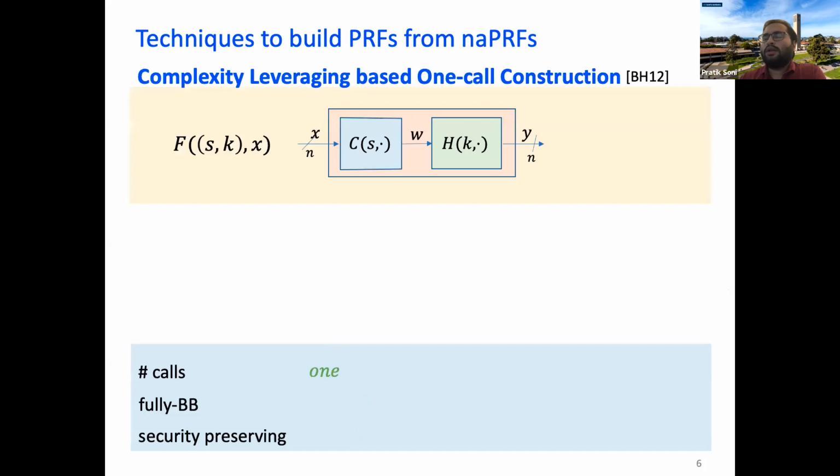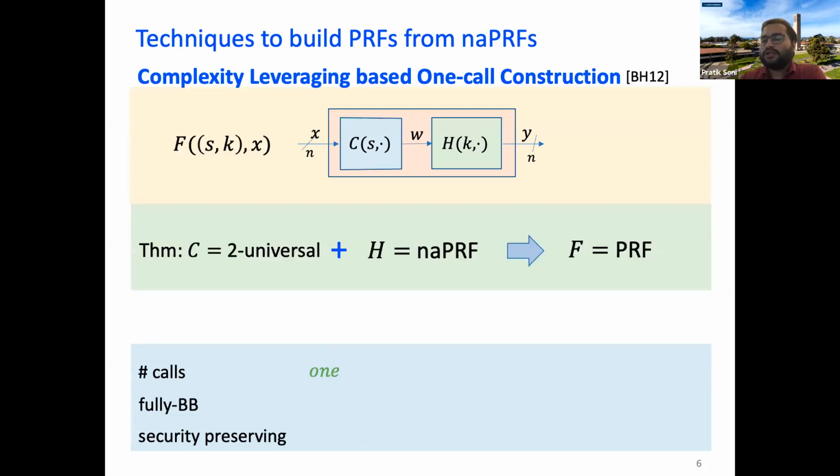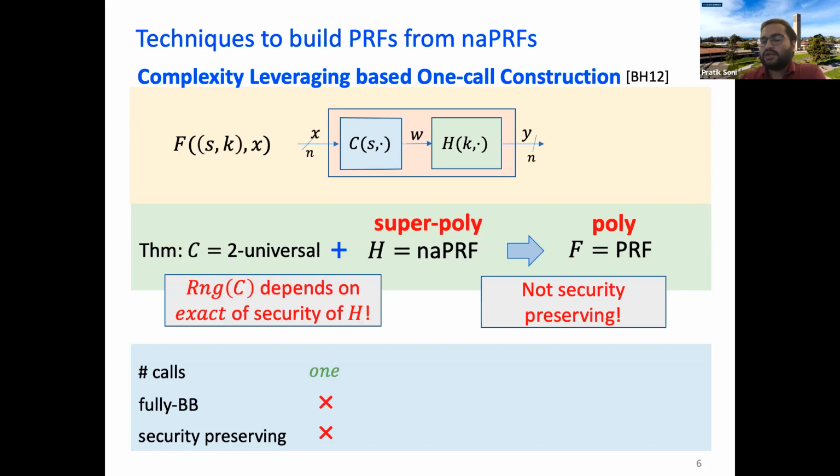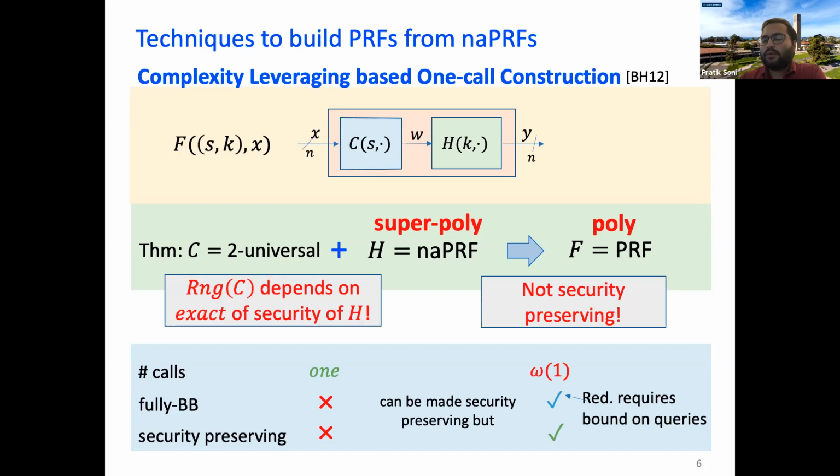Second is the one-call construction due to Berman and Haitner. They show the construction that first pre-processes the input with a 2-universal family C and then makes one call to the non-adaptive PRF is indeed a PRF. But to show the polynomial time PRF security, they require the underlying non-adaptive PRF to be super polynomially secure. And hence, the construction is not security preserving. For some reasons, their construction is also not fully black box. They can make their construction security preserving at the cost of making super constant calls.